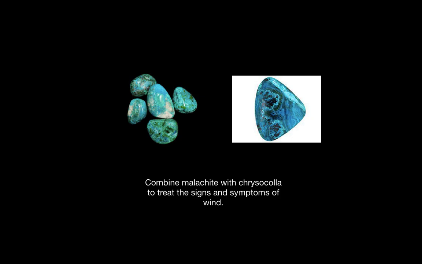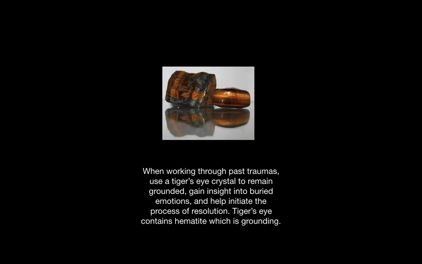Combine malachite with chrysocolla to treat the signs and symptoms of wind. When working through past traumas, use a tiger's eye crystal to remain grounded, gain insight into buried emotions, and help initiate the process of resolution. Tiger's eye contains hematite, which is grounding. And bloodstone also contains hematite, which is why the protocol for transforming trauma had bloodstone included.